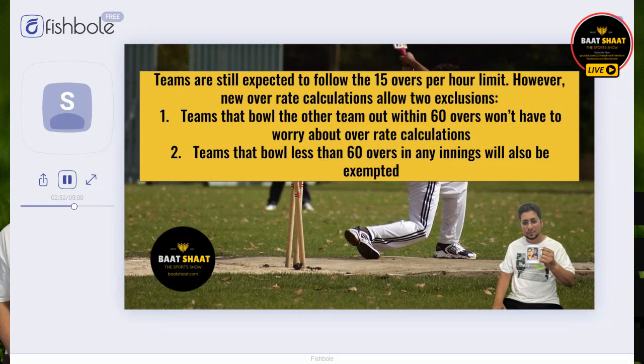But now let's turn around. If India sets Pakistan a target of 85 or 90 in the last innings, and India is behind the over rate by 11 overs an hour or 12, but Pakistan achieves that target within 60 overs, India will be fine as well. Some scenarios to talk about.